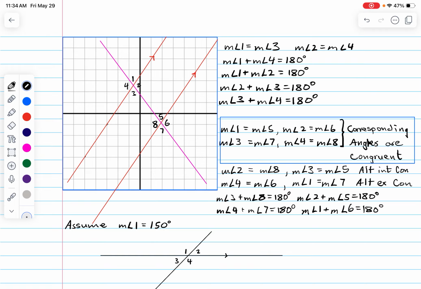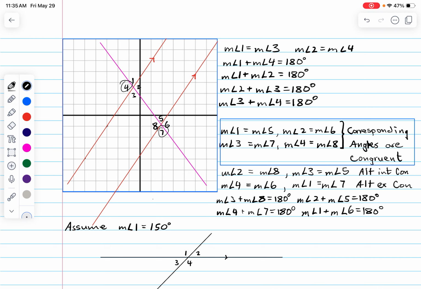Okay? So those are consecutive exterior and consecutive interior. So notice, consecutive interior and consecutive exterior, those are supplementary. Okay? So angle 4 and angle 7, they add up to 180. So those are consecutive angles. Interior and exterior are supplementary. Okay? So we have congruent and supplementary. So those are the supplementary angles. Okay, so that's a lot.